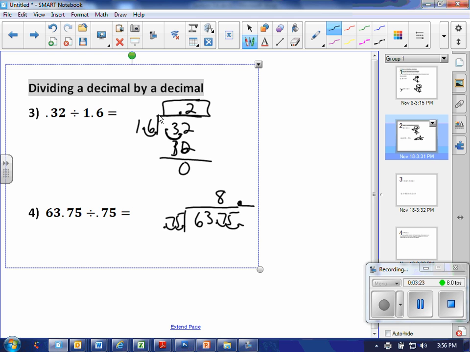Okay, I'm going to do this kind of fast. So 8 times 75 is 600. Subtract, you get 37. 75 does not go into 37, so I got to bring down the 5. And 75 goes into 375 5 times. And that would be your answer.